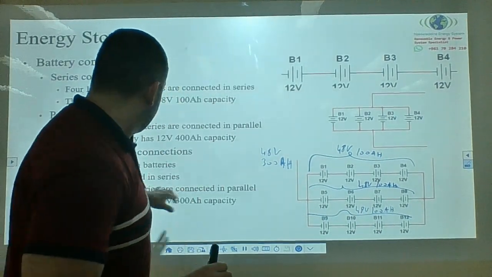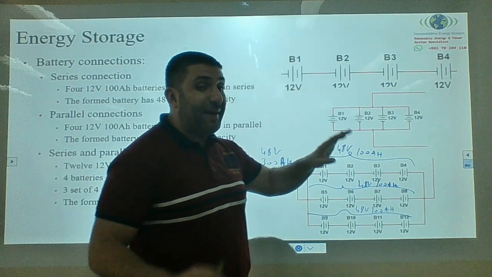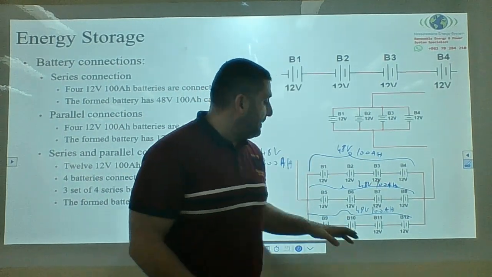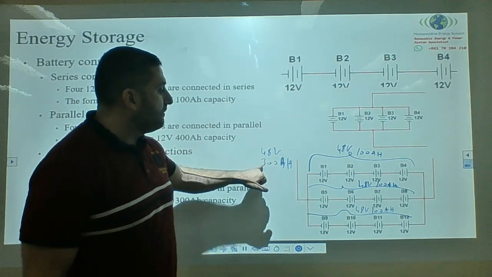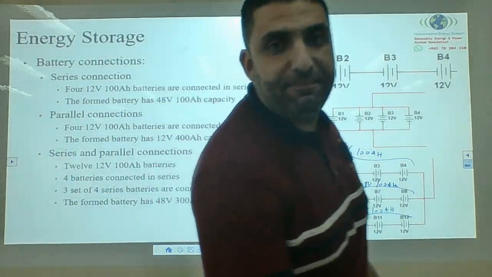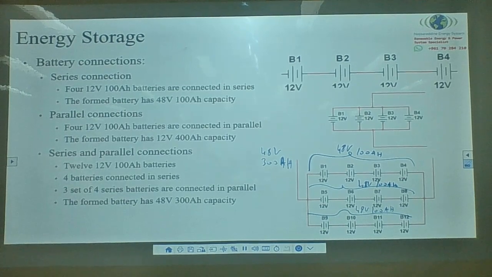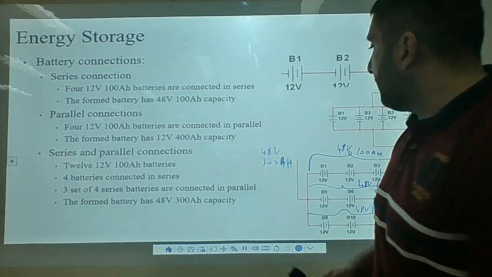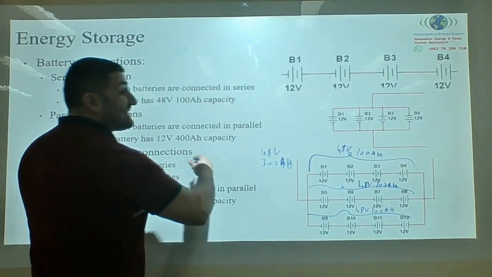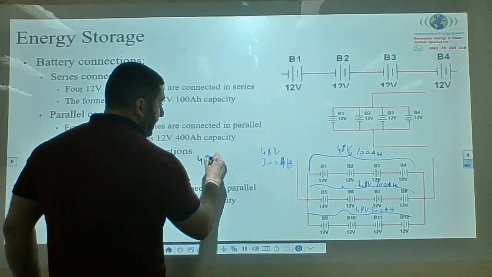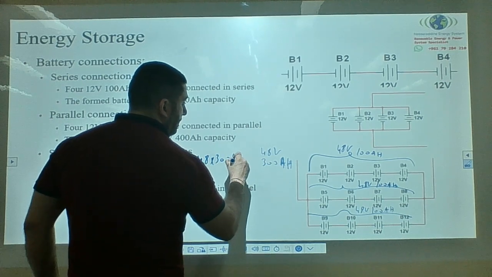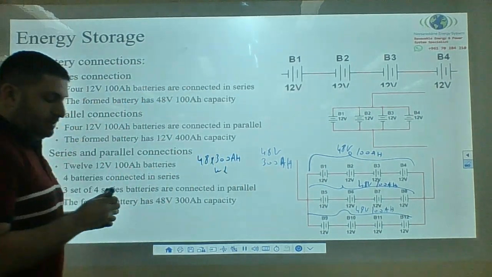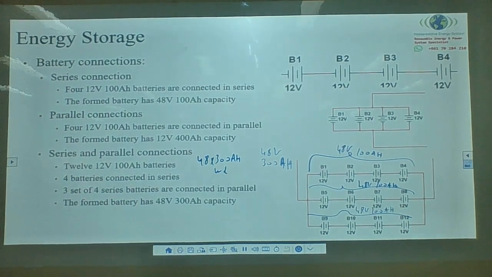So now I used 12 batteries. Each one of them has 12 volt, 100 amp. Connect them in series and parallel to form a 48 volt, 300 amp hour system. That's how I can go. So the maximum power of this power bank is 48 times 300 amp hour, which will give me in watt hour the total battery capacity.